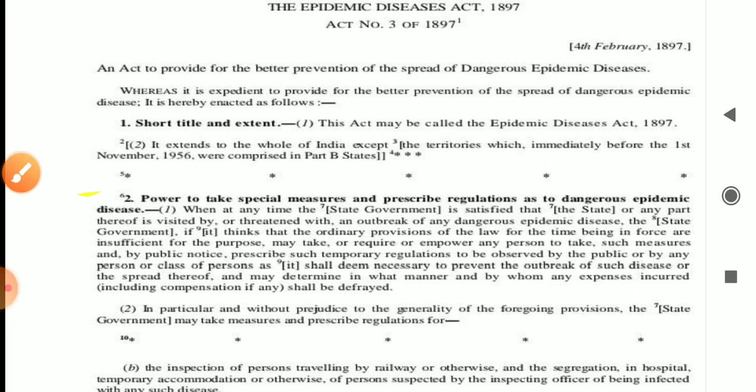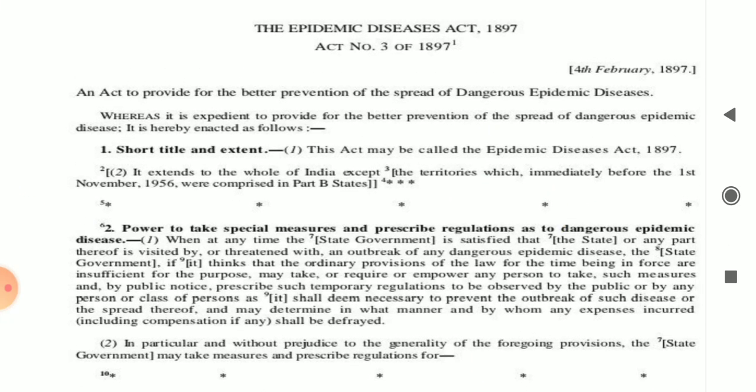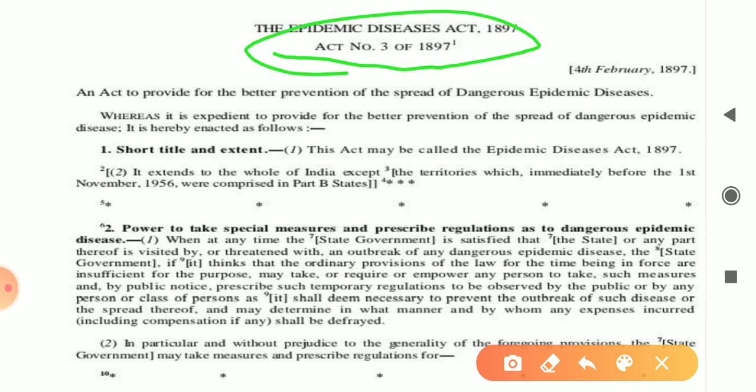The Epidemic Diseases Act is of 1897, Act number 3 of 1897, an Act to provide for the better prevention of the spread of dangerous epidemic diseases. Whereas it is expedient to provide for the better prevention of the spread of dangerous epidemic disease, it is hereby enacted as follows. So, the short title and extent: the Act may be called the Epidemic Diseases Act of 1897. It extends to the whole of India except the territories which, immediately before 1st November 1956, were comprised in the Part B States.